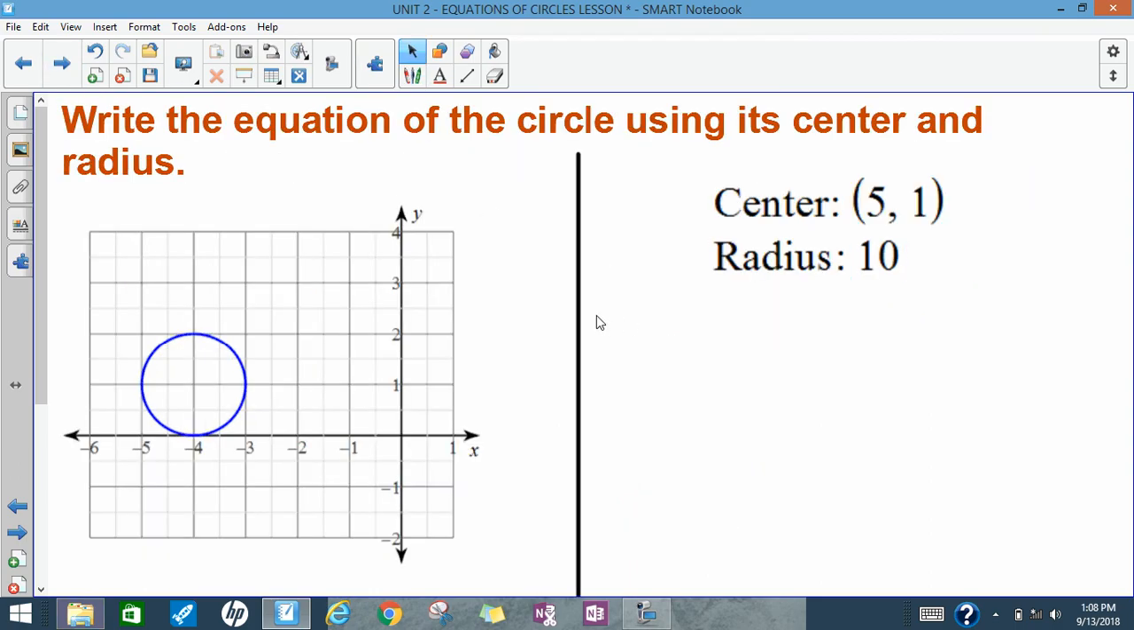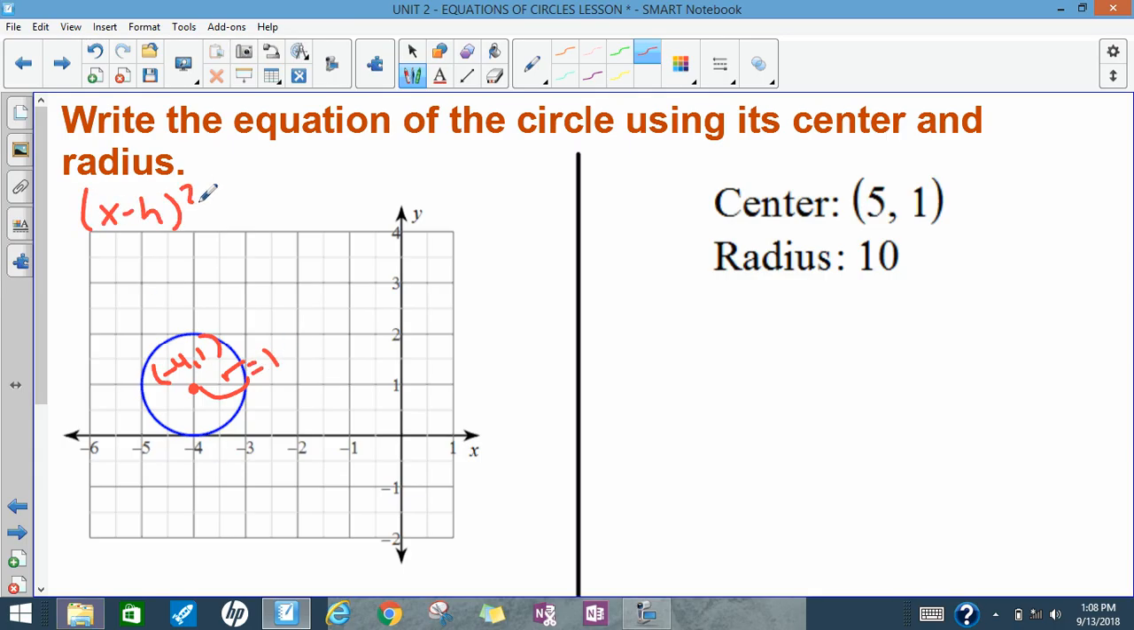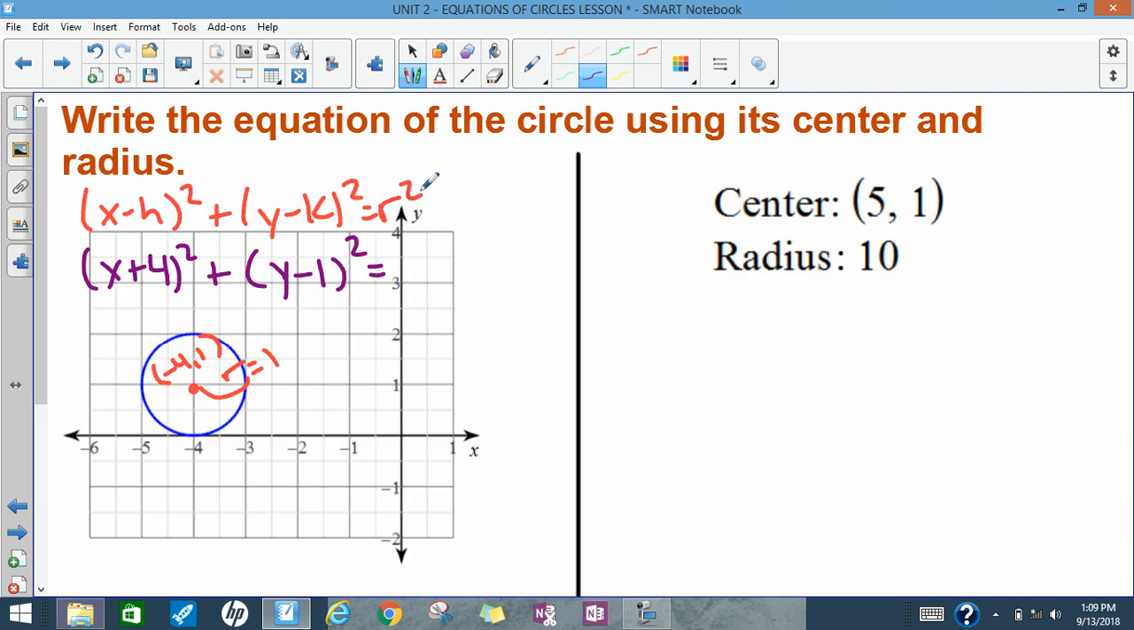So the reverse of that would be to actually write the equation of a circle. We can find the center again here, (-4, 1), and my radius is 1. And so I just need to plug those values into the equation of a circle. When I plug -4 in for h, I get x plus 4. When I plug in positive 1 for k, I get y minus 1. And then I plug 1 in here. 1 squared is just 1. So there's my equation.